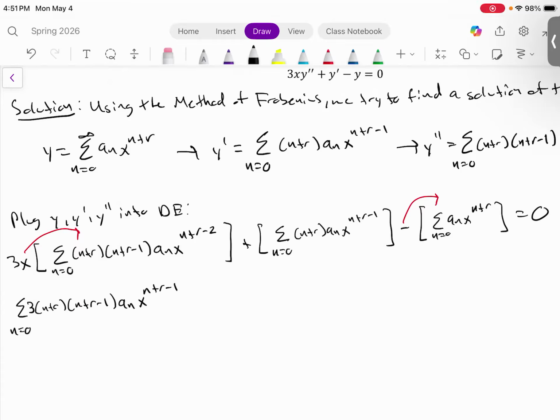Okay, so the 3 just distributes and the x distributes to this x to the n plus r minus 2, which gives us n plus r minus 1. The middle term, there's nothing to take care of there, so it's just the same: n plus r, a sub n, x to the n plus r minus 1. So looks good. We got the same exact kind of setup here for the first two terms. And then we distribute the negative, and there's nothing really to do there. It's just negative a sub n x to the n plus r, and this all equals 0.